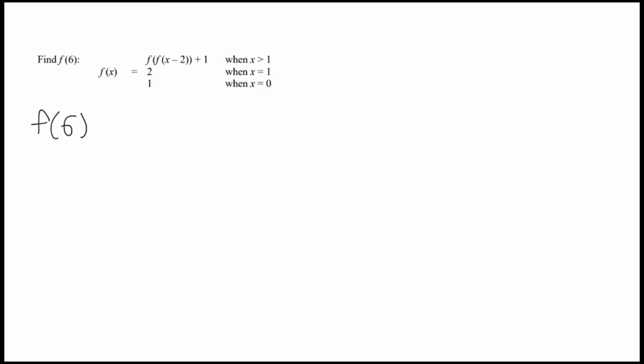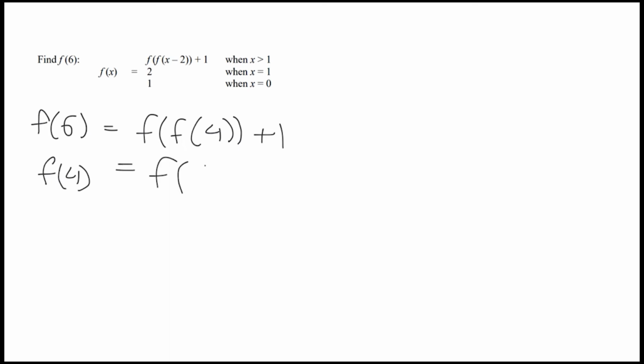Now 6 is greater than 1, so we're going to be doing this first case. And this actually calls for f of 4 plus 1. And now the unknown here that we want to solve for is f of 4. So f of 4 is greater than 1, so we're going to use this first case, and it's going to yield us f of 2 plus 1. And once again, now we need to solve for f of 2.